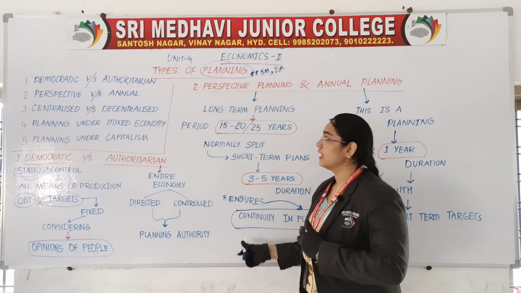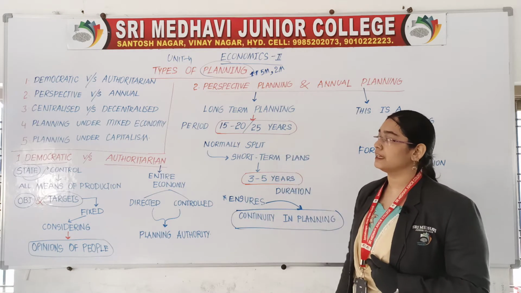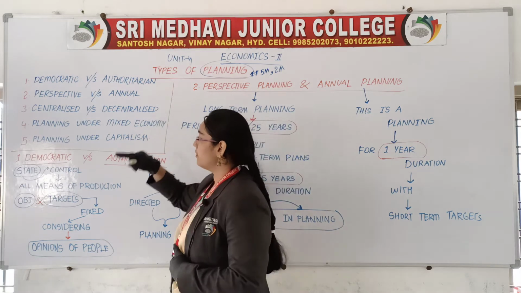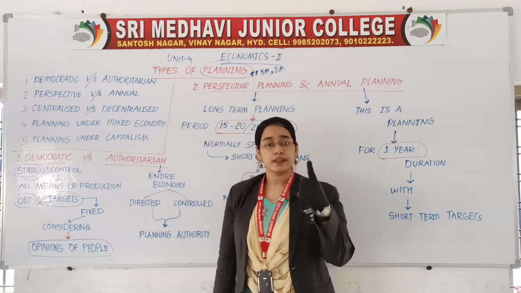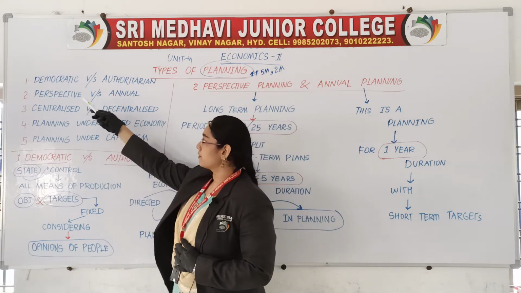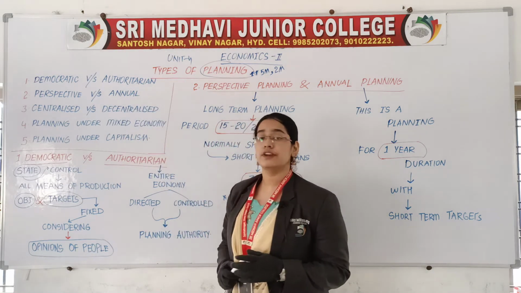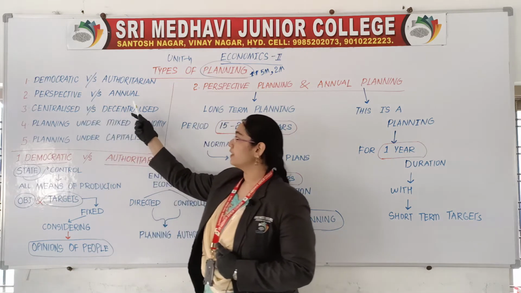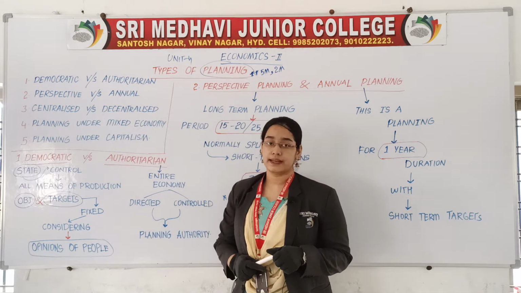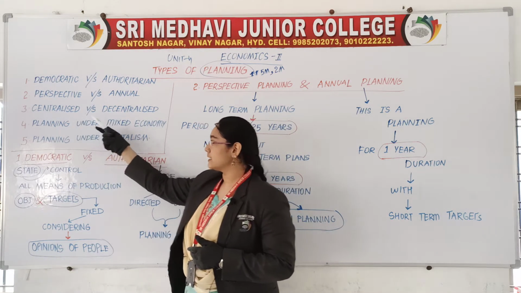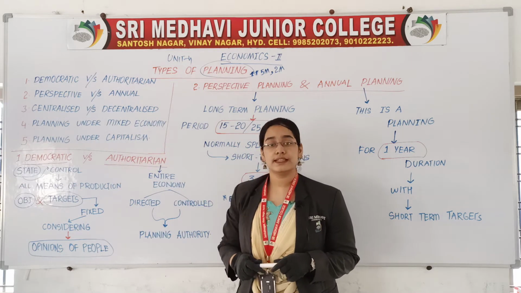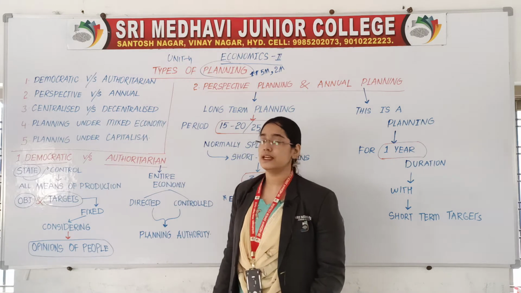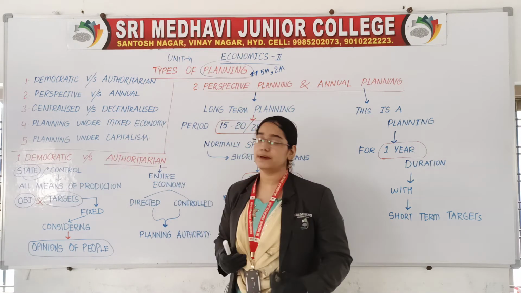Let us start. How many types of planning are visible on the board? There are nearly 5 types of planning. The first one, democratic versus authoritarian planning. The second one, perspective and annual planning, centralized and decentralized planning, planning under mixed economy, planning under capitalism.